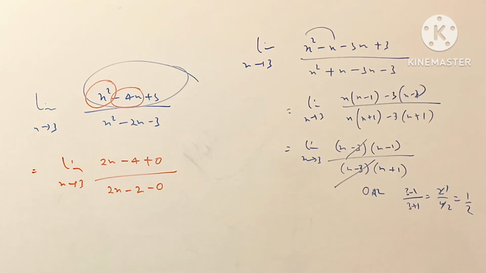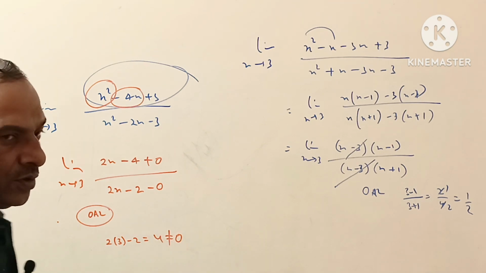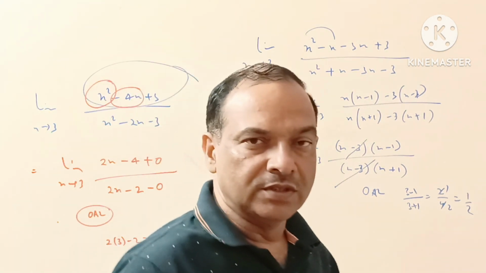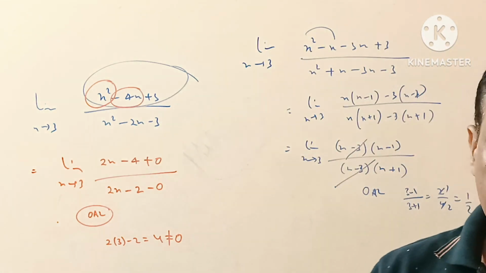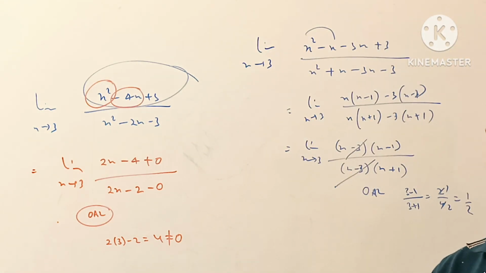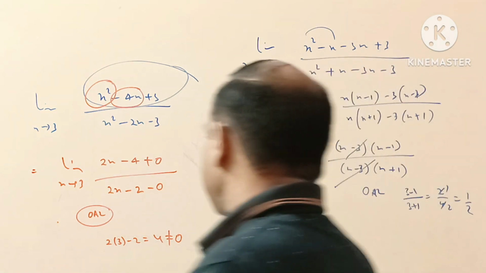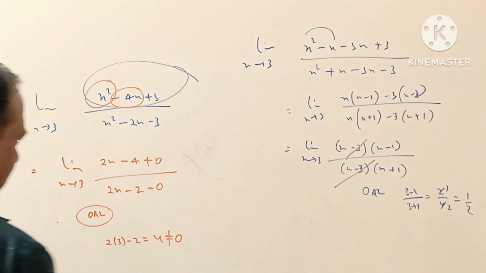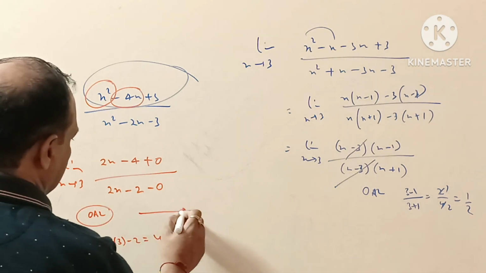Okay, now if I try to apply the limit, on applying the limit, I see that if I put 3 in the denominator, this is 2 times 3 minus 2, it is giving me 6 minus 2 is 4, 4 is not equal to 0. Then it means that I can easily apply the limits. There is no need to further apply the L'Hospital rule or further differentiate the remaining function. Now it is of no use. Now here simply I have to apply the limits.